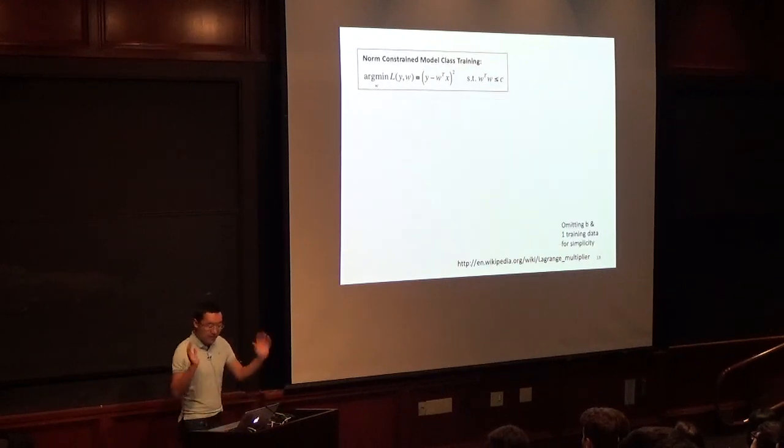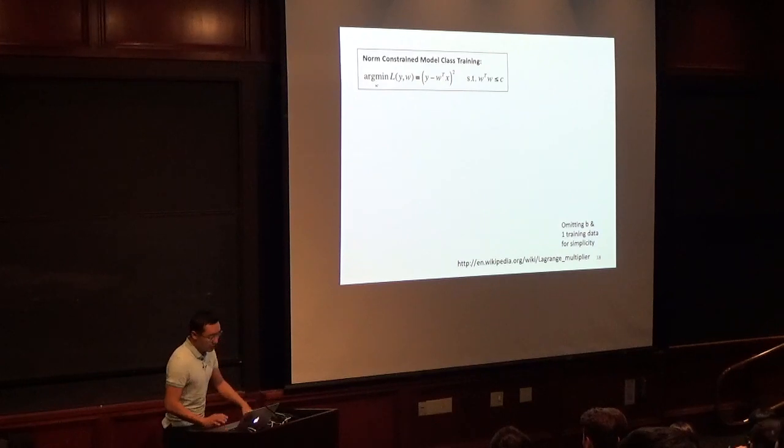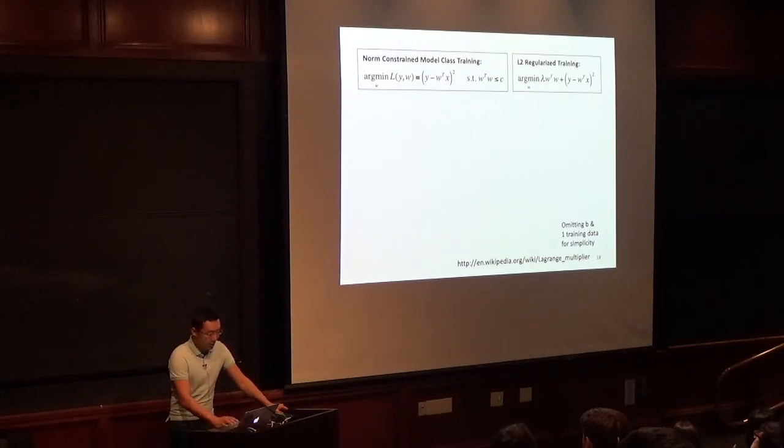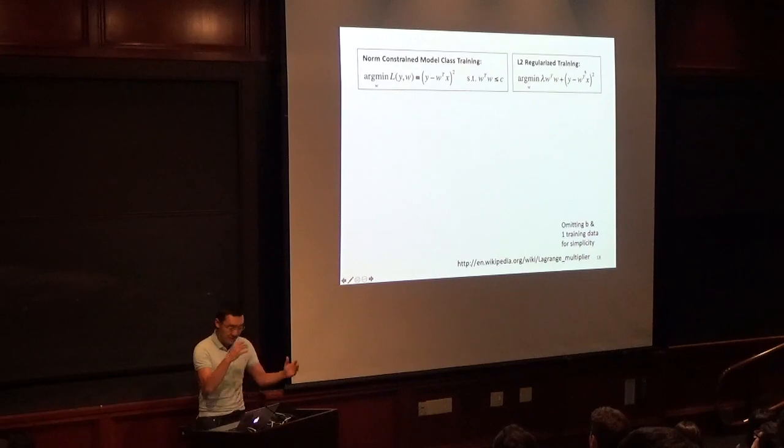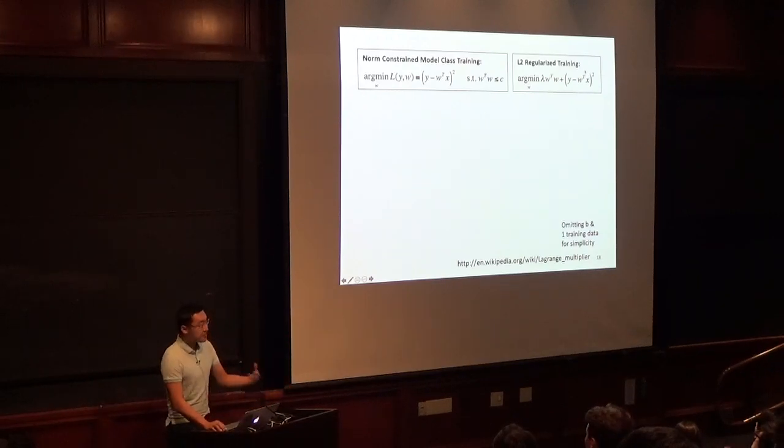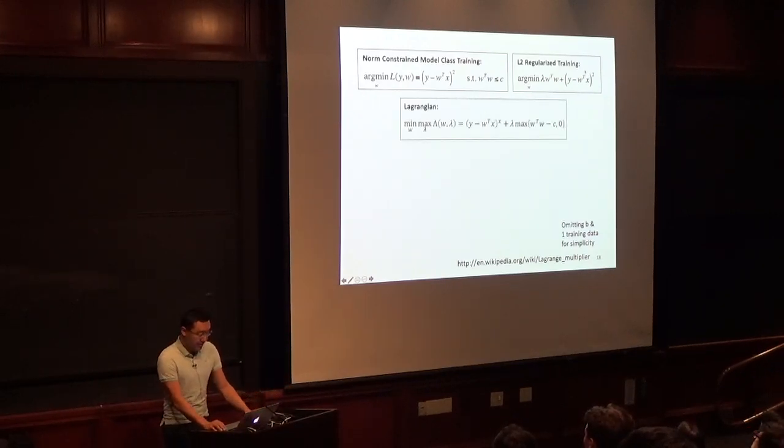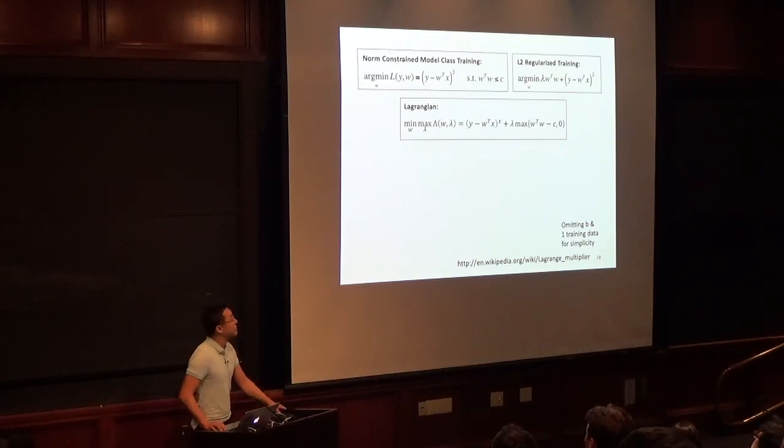Okay, so now I'm going to sort of close in on this connection. So we have a norm-constrained model class. We have L2 regularized learning, which is the example we went over in the first part of this lecture. The claim is that they're equivalent, and that you can establish the equivalence through the Lagrangian.